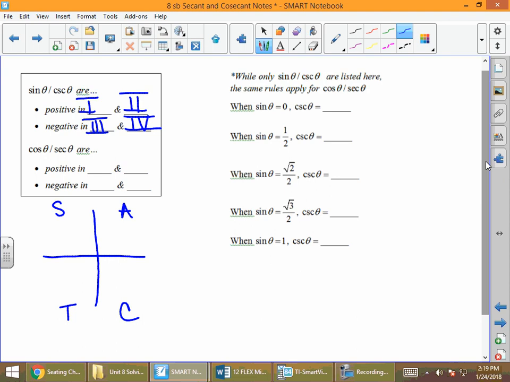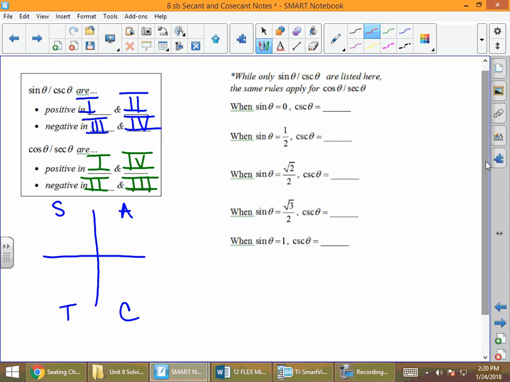We can look at secant and cosine as well. Cosine, we know, is positive in the first quadrant because all of our functions are positive in the first quadrant. But All Students Take Calculus. Over here in the fourth quadrant, that C indicates that cosine is positive in the fourth quadrant. And consequently, it's going to be negative in the other two, quadrant 2 and quadrant 3. That wasn't the redundant part. It's redundant here. I only listed sine and cosecant.